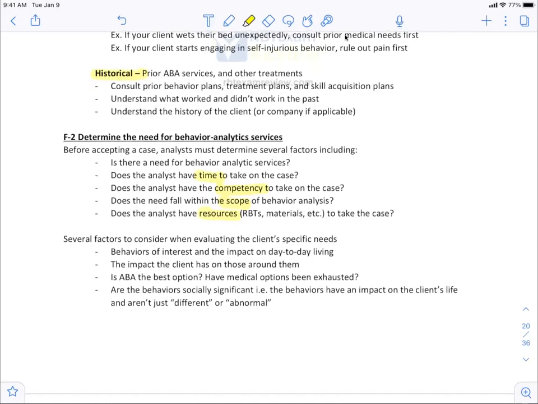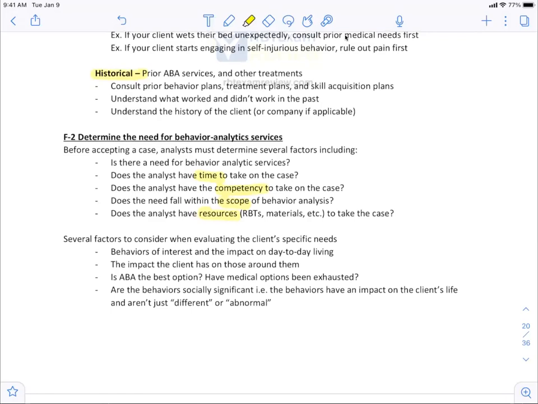How does it impact their day-to-day living? We can't target every behavior for change. And a lot of clients want us to do everything. Nobody's that good. Nobody has that much time. So we need to be very smart about what we're choosing when choosing behaviors of interest.